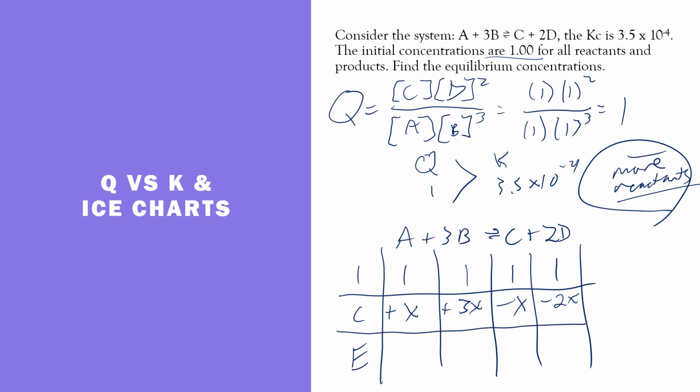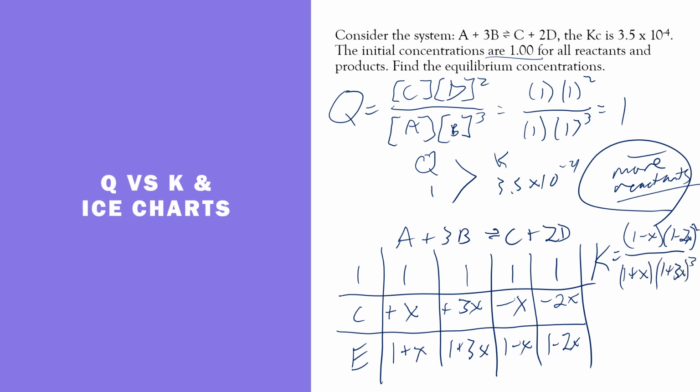So then at equilibrium, we're going to have 1 plus X, 1 plus 3X, 1 minus X, 1 minus 2X, and we can plug that back into our equilibrium expression, which is the same as the expression for Q. So we have 1 minus X times 1 minus 2X squared all over 1 plus X times 1 plus 3X cubed. And we know that K is 3.5 times 10 to the negative 4.